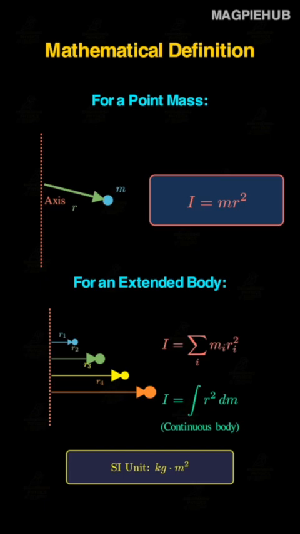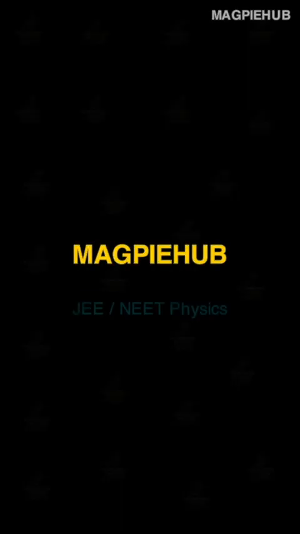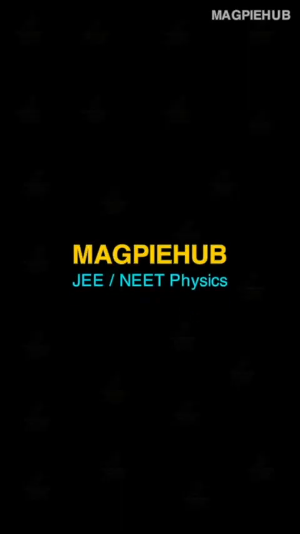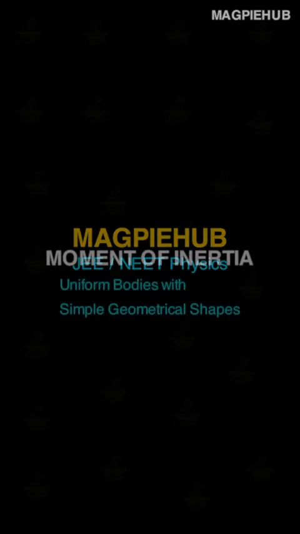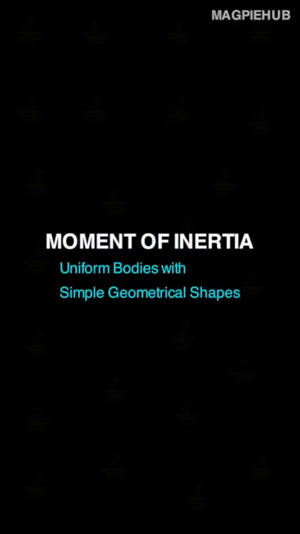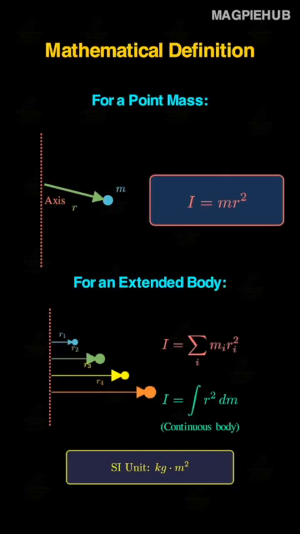This integral is how we derive. Welcome to MAGPIEHUB, your trusted partner for JEE and NEET physics solutions. Today, we're diving deep into one of the most important topics in rotational mechanics: moment of inertia of uniform bodies with simple geometrical shapes. I have all our formulas.